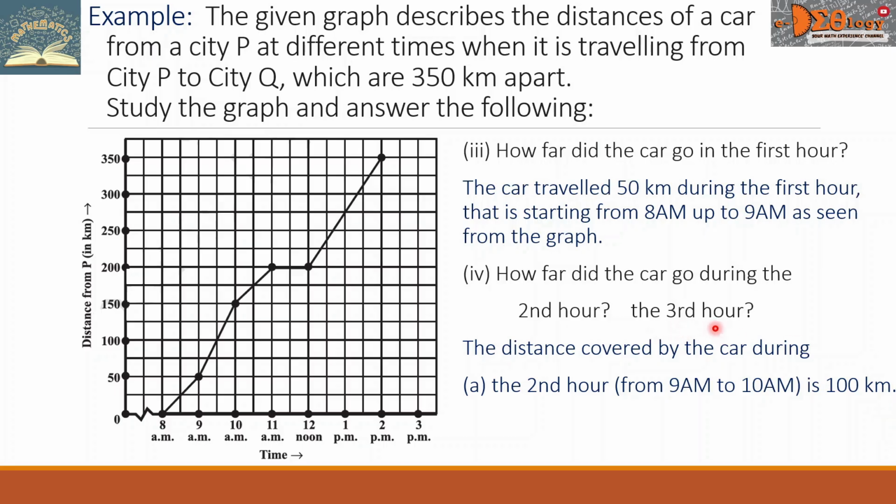What about on the third hour? That is from 10 a.m. to 11 a.m. The distance covered by the car will be 50 kilometers. In the graph, it shows that at 10 a.m., the car is at 150 kilometers, while at 11 a.m., the car is at 200 kilometers. So that will be 200 minus 150. We will get 50 kilometers.